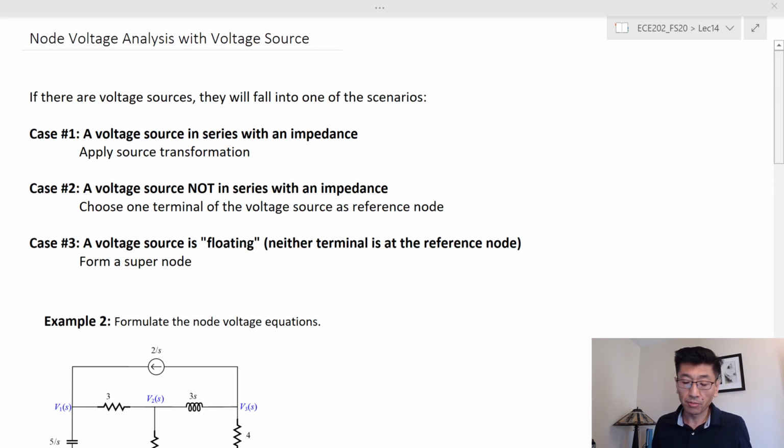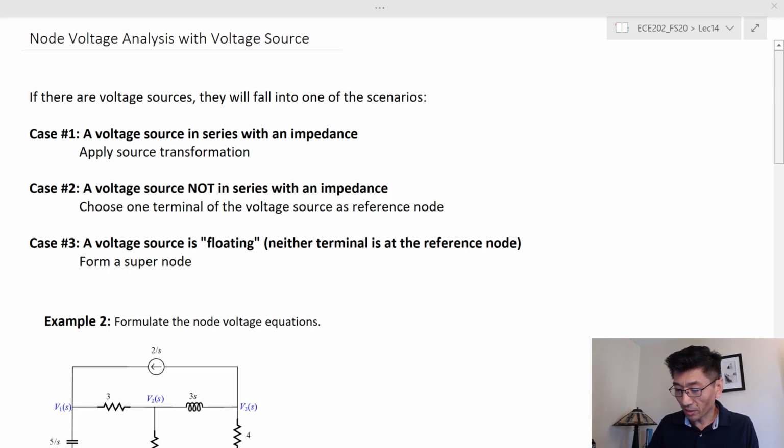The second case is if a voltage source is not in series with an impedance, we choose one end of the voltage source as the reference node. We will show you in the example how we're going to deal with that. And the third case is no matter what you do, there is a voltage source that's kind of floating. That means neither end of the voltage source terminals is connected to the reference node. In that case, we use the method called the supernode. In the old text, old reference books, you could move around this voltage source instead of doing the supernode. But here, I'm following the text, the convention.